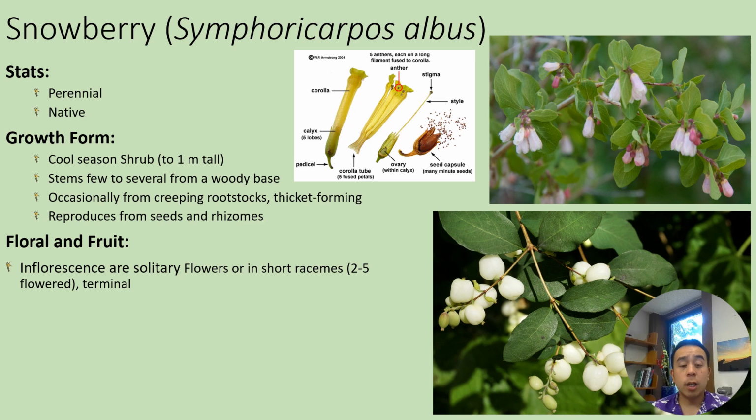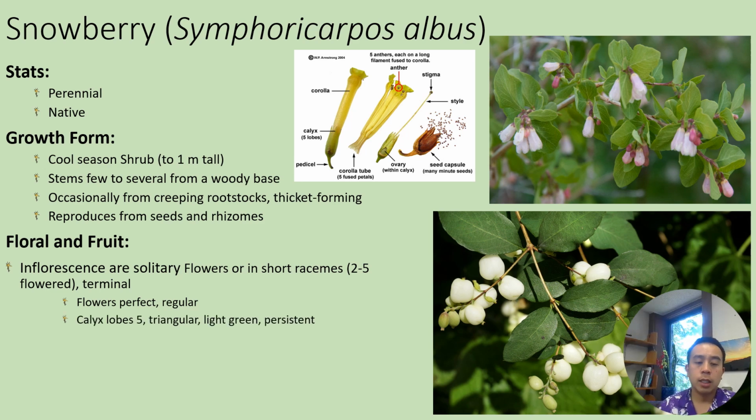The inflorescences are solitary flowers, which means they might occur on their own, or they could be in short racemes with 2 to 5 flowers, and typically are terminal, which means they occur at the very end of the stalks they occur on. The flowers are perfect and regular, both of which we've discussed already in this lecture. And it has a calyx with 5 lobes that are often triangular and light green and persistent.